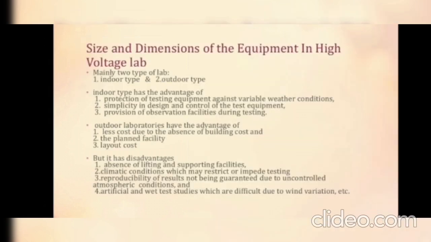The size and dimensions of the high voltage lab depend basically upon two types. First is the indoor type and second is the outdoor type. The indoor type has the advantage of protection and testing of equipment against variable weather conditions. Secondly, simplicity in design and control of the test equipment. Third, provision for observation facilities during testing.